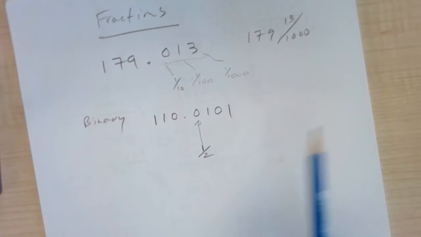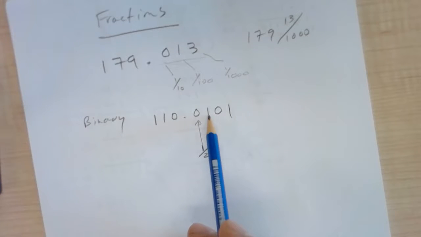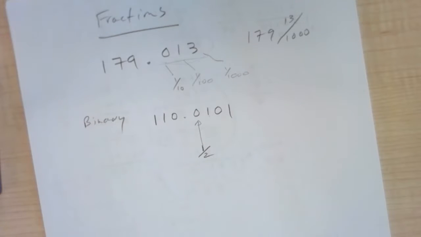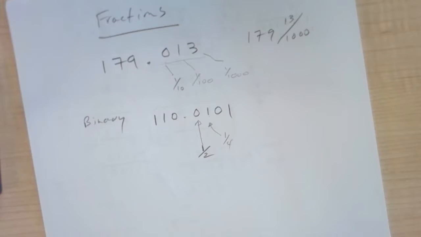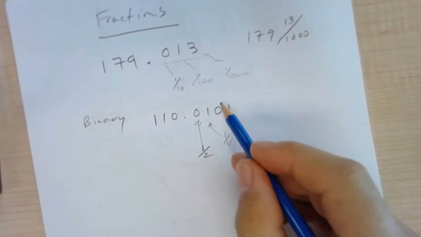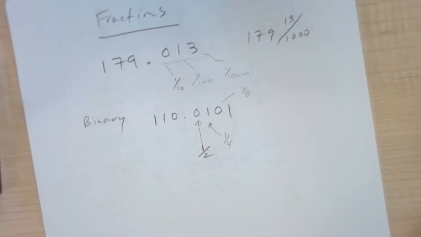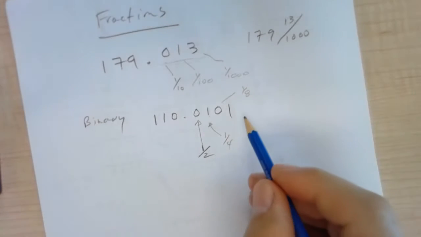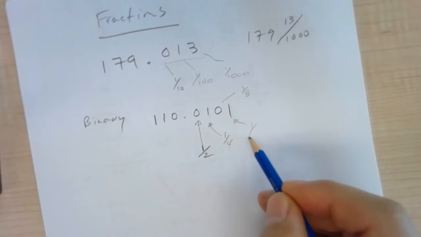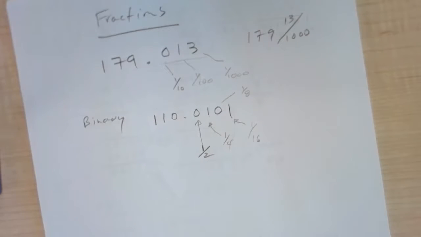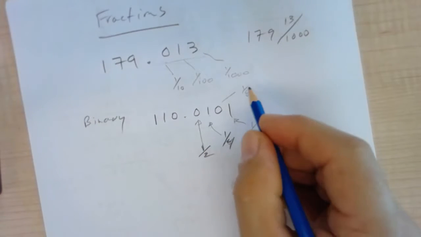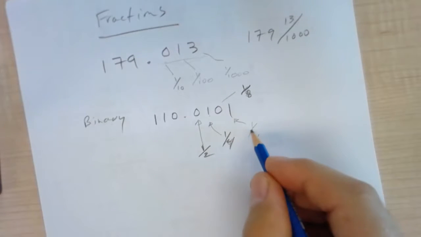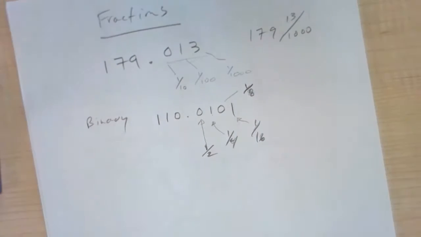So if this is 1/2 here, what would that one be? 1 over 4. Boom. How about the next one? 1 over 8. And 1 over 16. And that's it. That's how it works. So we have a half as our first column, a quarter for our second column, an eighth for our next column, a 16th, a 32nd, a 64th.